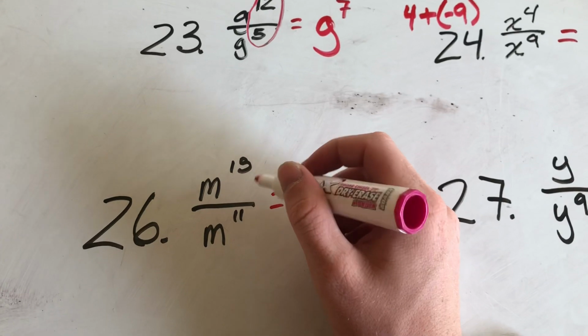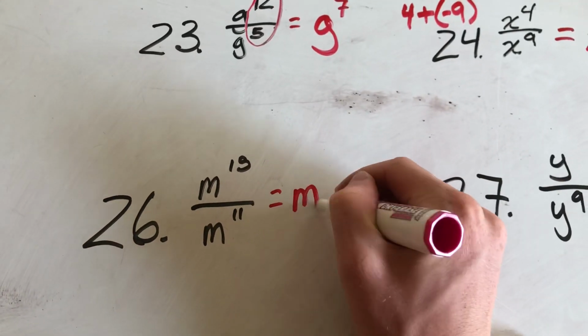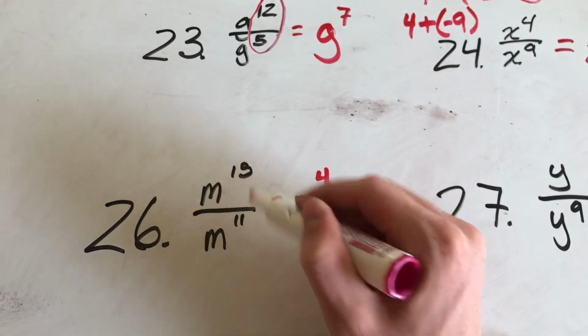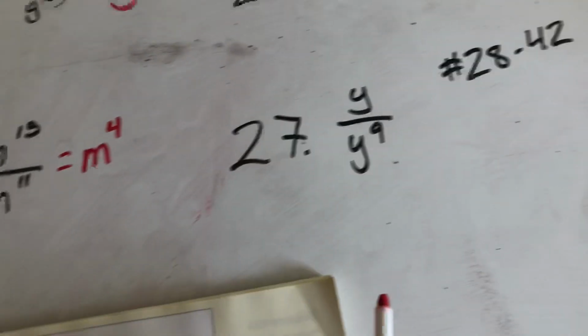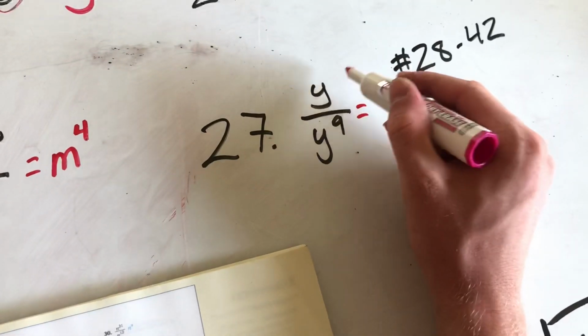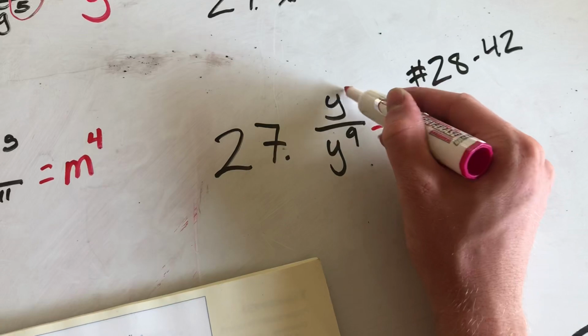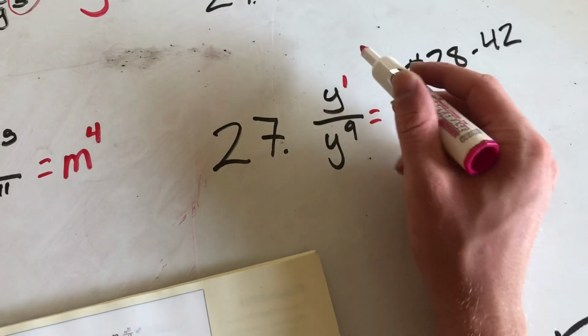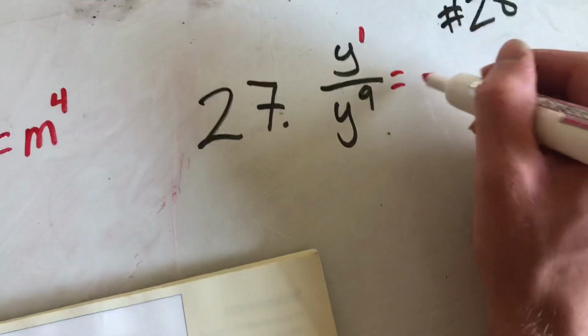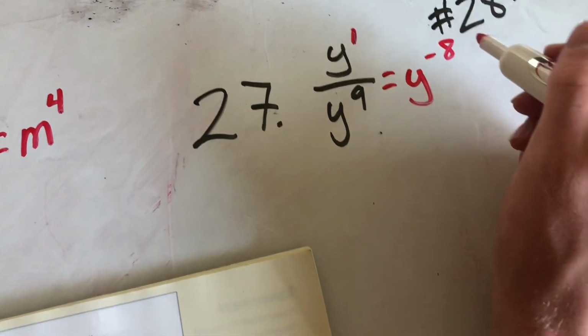26 was m to the 15th divided by m to the 11th. It should have been m to the 4th. 15 minus 11 is 4. 27, a little harder. Y over y to the 9th. Remember, there's a 1 there. We don't have to write it. 1 minus 9 is negative 8.